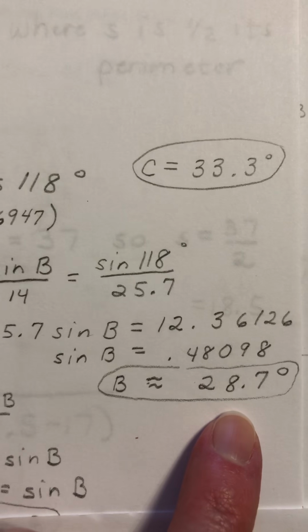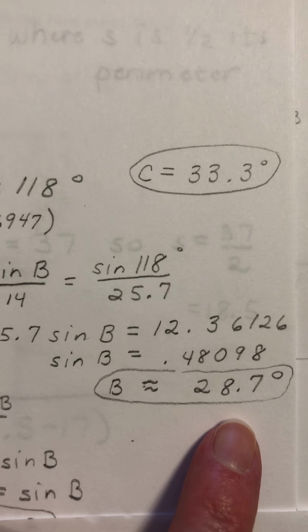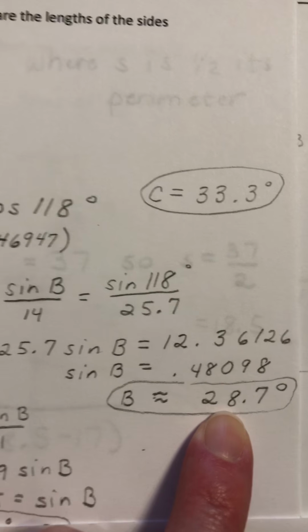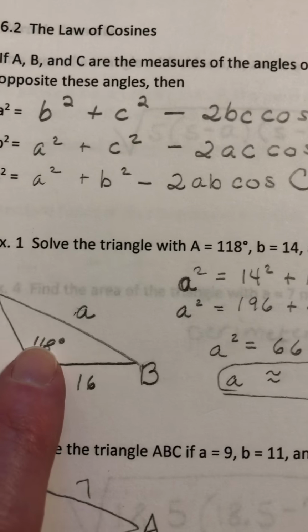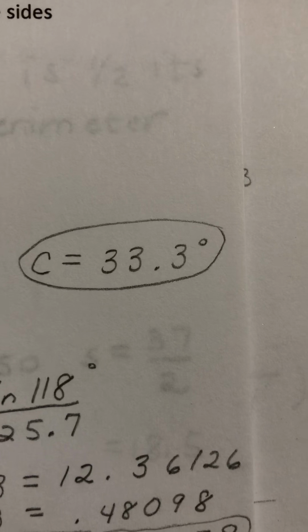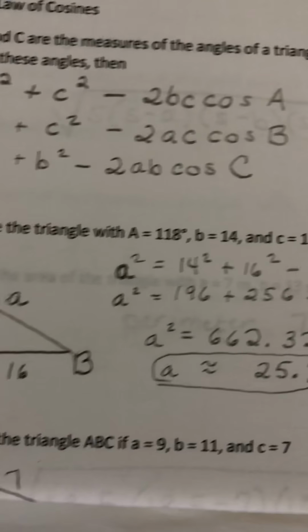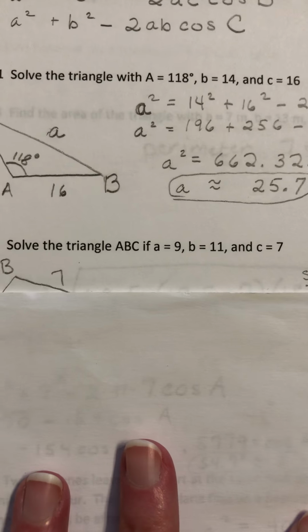Once you know the second angle, you know that there are 180 degrees in the three angles of a triangle. So just take 180 degrees minus this angle, minus the angle that they gave you, which was 118, and that's how you can find angle C to be 33.3 degrees. In example 2, we want to solve the triangle if the three sides are given.